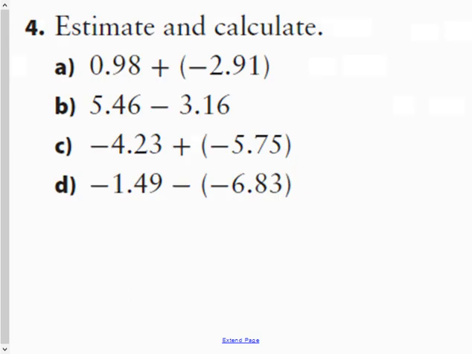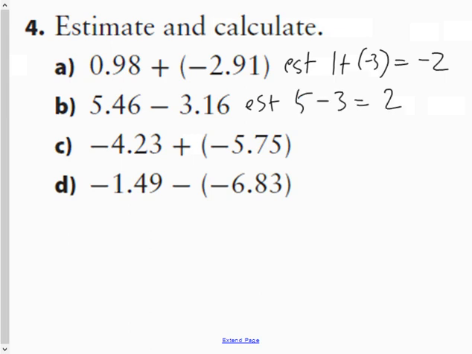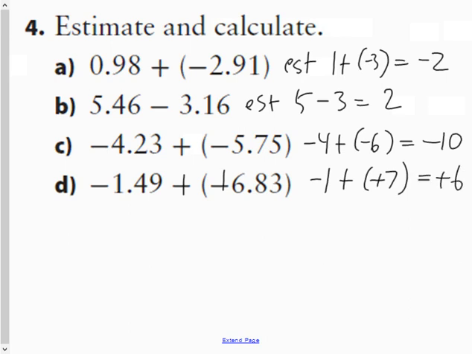Question 4, estimate and calculate. My estimation for this will be 1 plus negative 3, which will be an estimation of negative 2. An estimation for this will be 5 take away 3, which will be positive 2. My estimation for this will be negative 4 plus negative 6, which would be negative 10 as an estimation. And my estimation for this will be keep, flip, change, because I'm never going to do subtraction. Negative 1 plus positive 7, I think that's right. My estimation will be positive 6, okay?